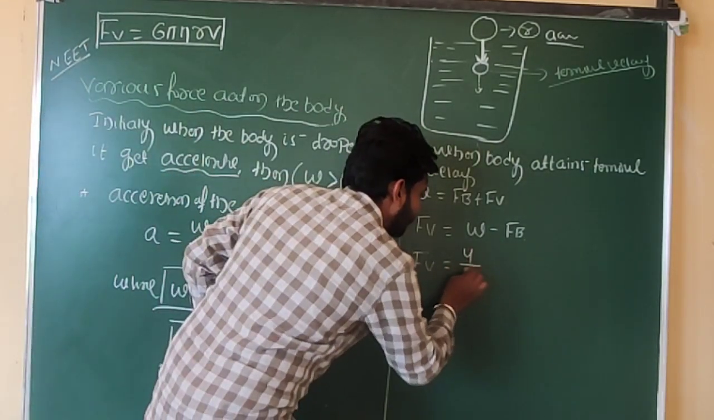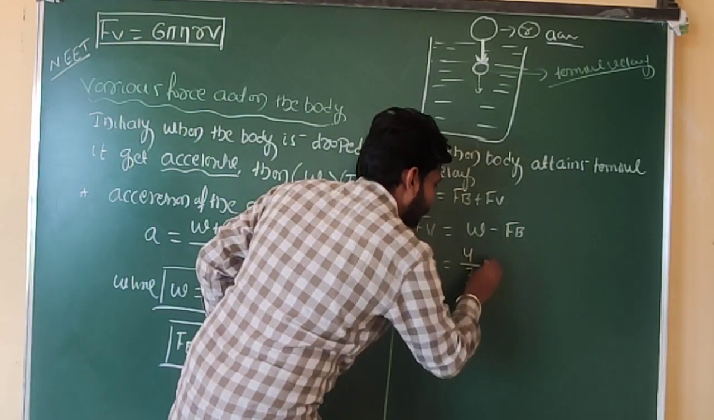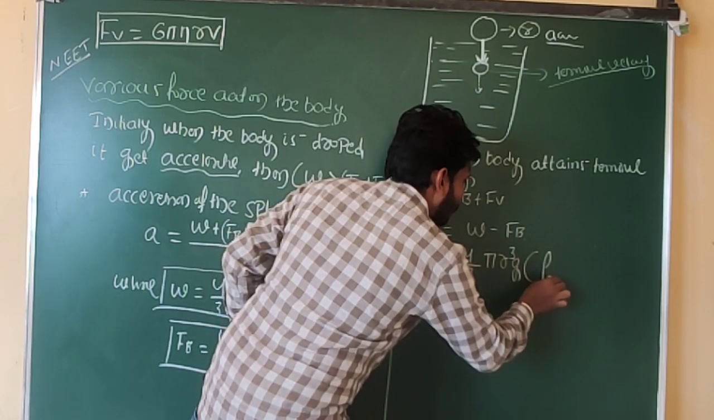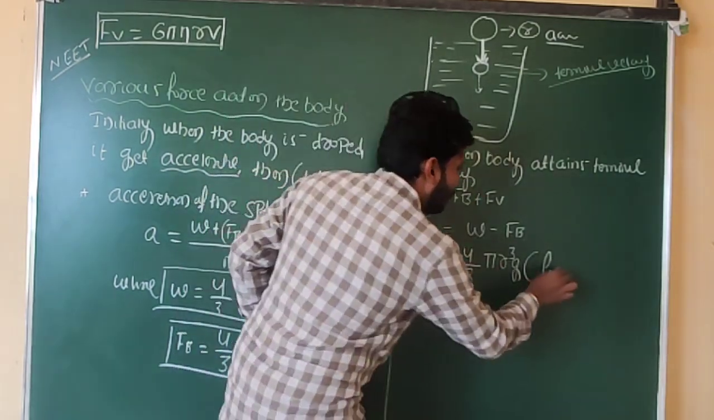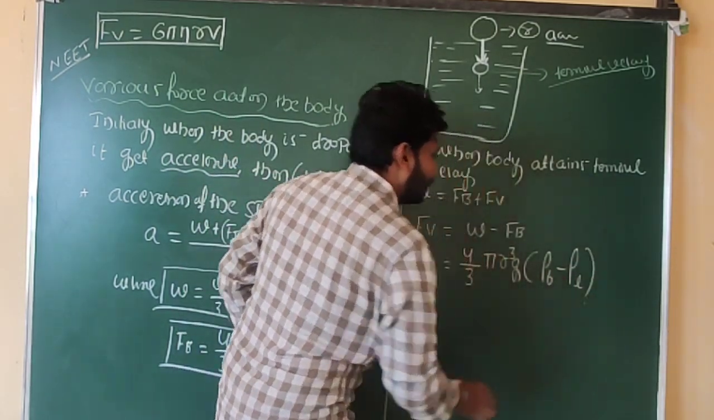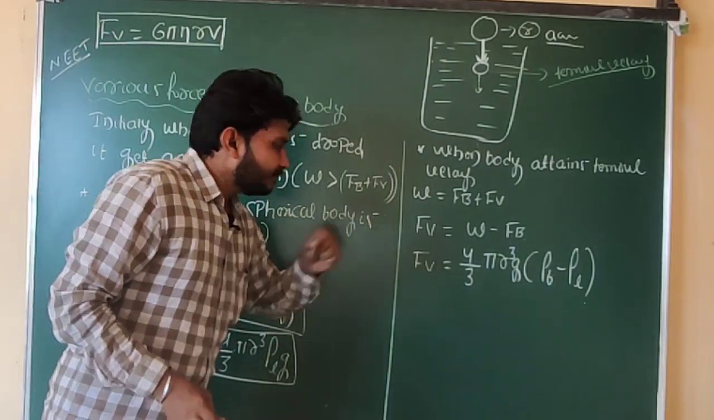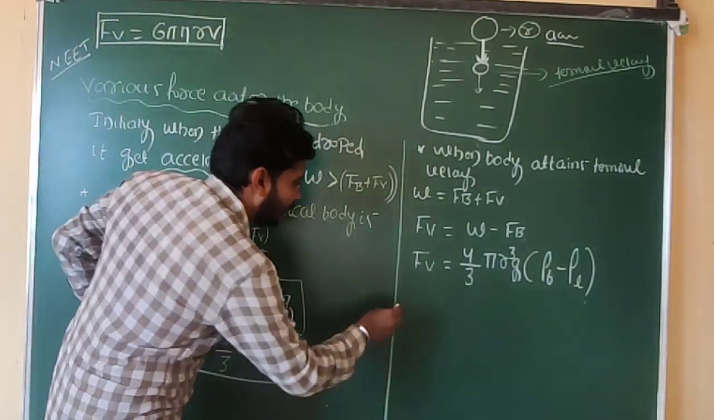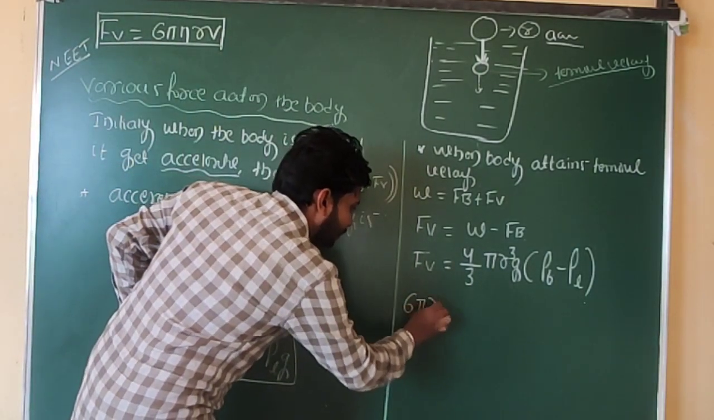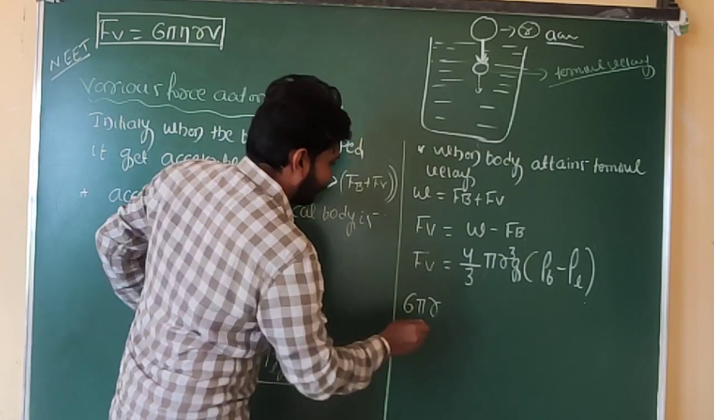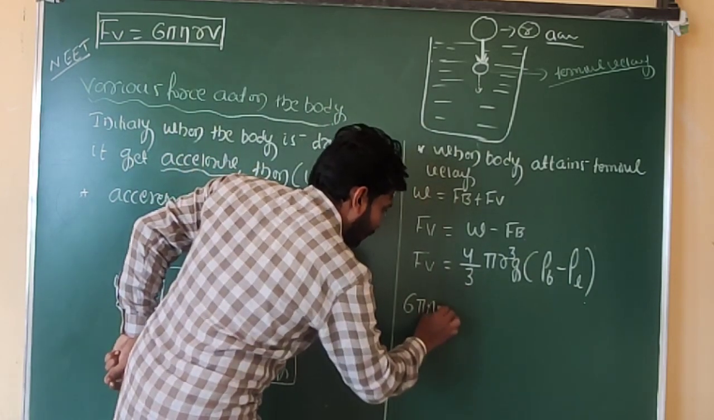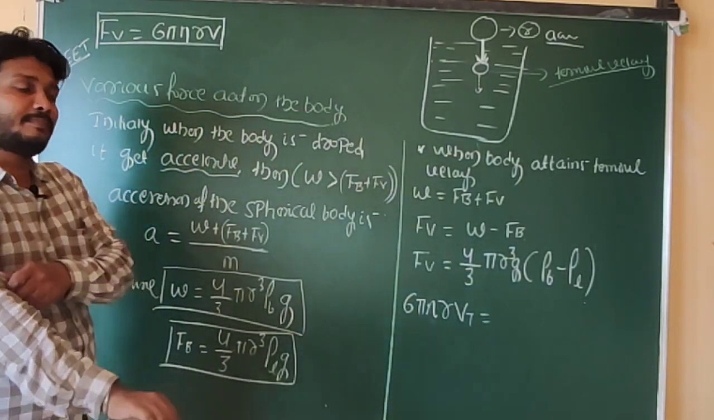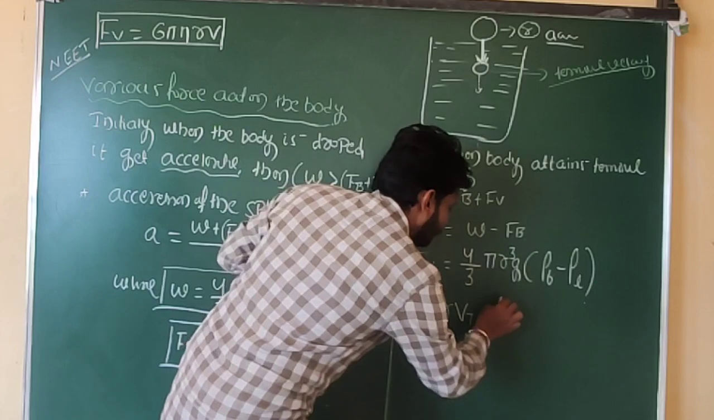So I can write directly 4 by 3 pi r cube into g, into rho of B, the density of the ball, minus the density of the liquid. Whereas the viscous force, I can write with this equation: 6 pi eta r into V. Here V is nothing but the terminal velocity. V of t represents that terminal velocity.